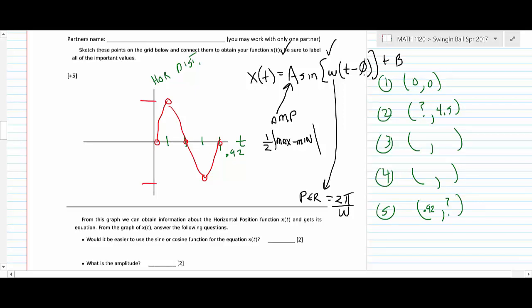Ends with P, phase shift, right? Does it look like this as a phase shift? Because it's a sine wave. Where does the basic sine start? 0, 0. It doesn't look like it has one. Okay, up, down. You got to figure out if it has one or not.